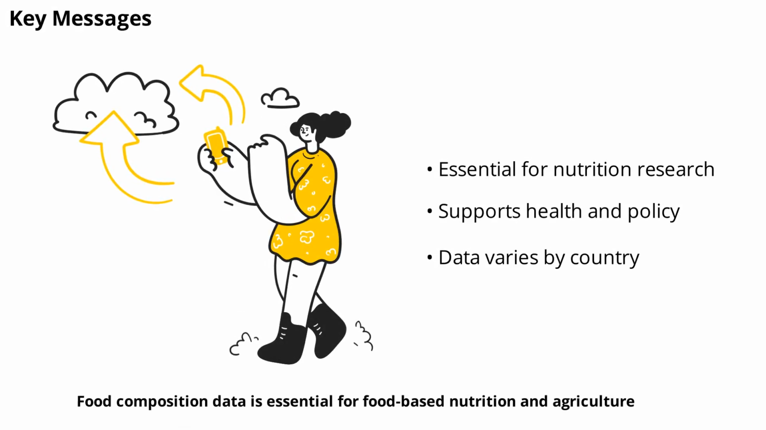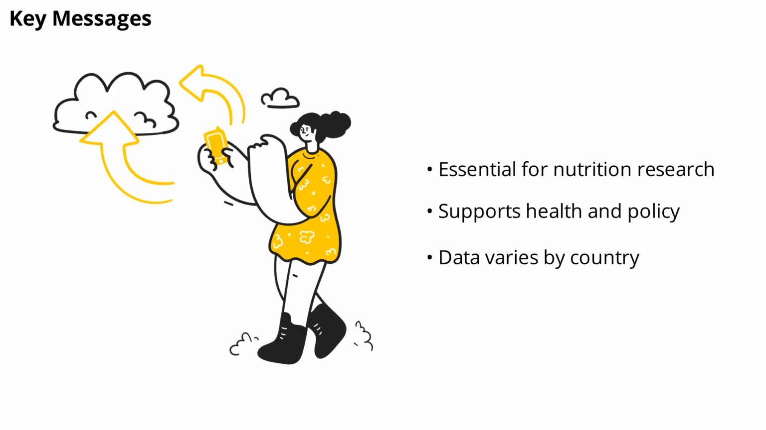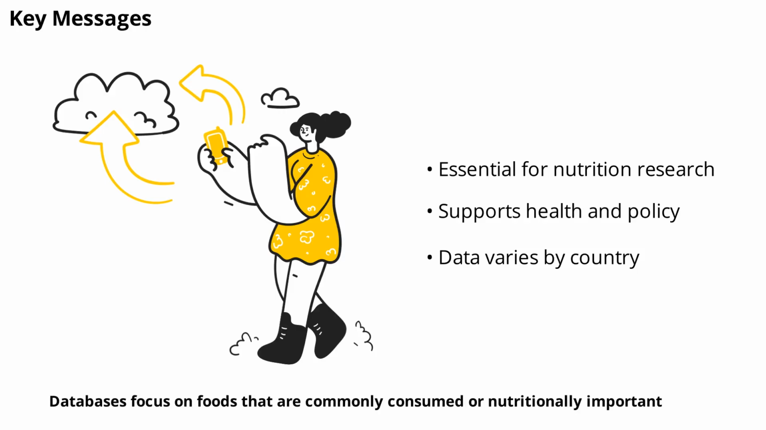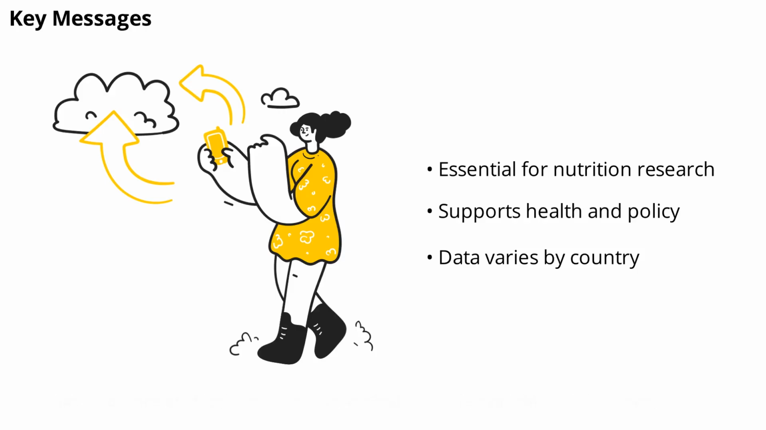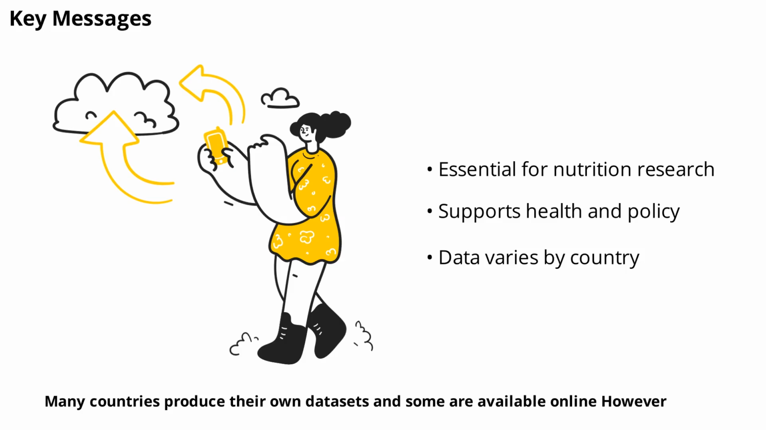Food composition data is essential for food-based nutrition and agriculture. It's used to study the relationship between diet and health, food safety, and food security. High-quality data supports researchers, nutritionists, the food industry, health practitioners, policymakers, and consumers. Databases focus on foods that are commonly consumed or nutritionally important. Many countries produce their own datasets, and some are available online. However, food composition can vary, and users must be aware of its limitations when calculating nutrient intake.